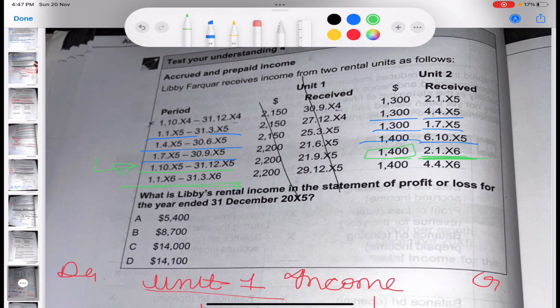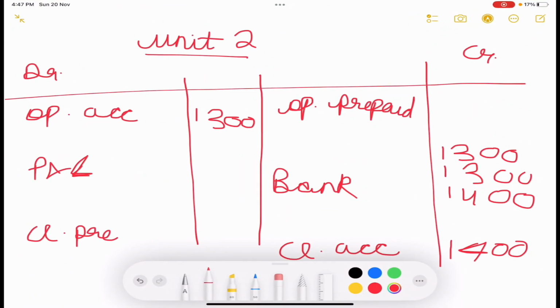Something which belongs to 2016 and is received in 2016. So this is something which will not matter here. Why? Because this belongs to the next year and we are receiving it also in the next year, so we will not show it in the books. Now let's see our answer once.